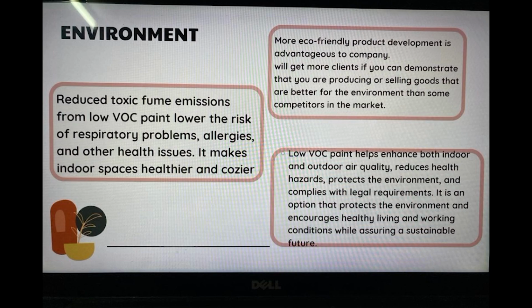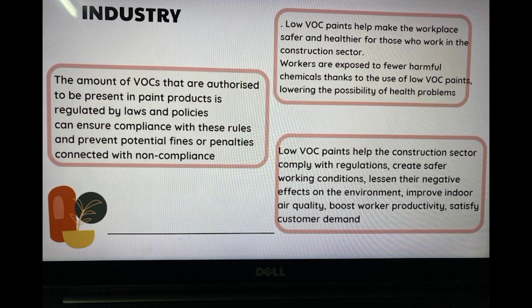reduces health hazards, protects the environment, and complies with legal requirements. It is an option that can protect the environment and encourage healthy living and working conditions while assuring a sustainable future. So the next one is industry.